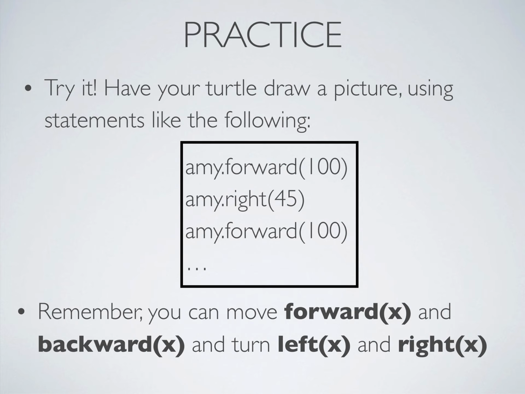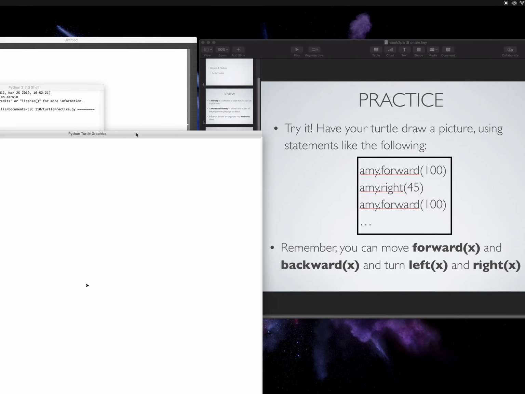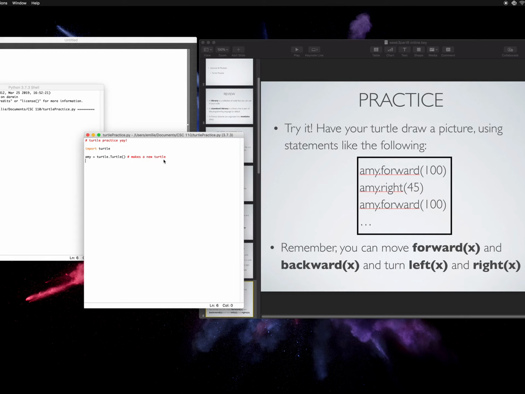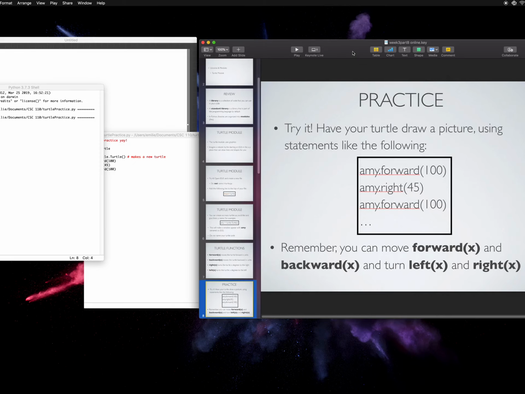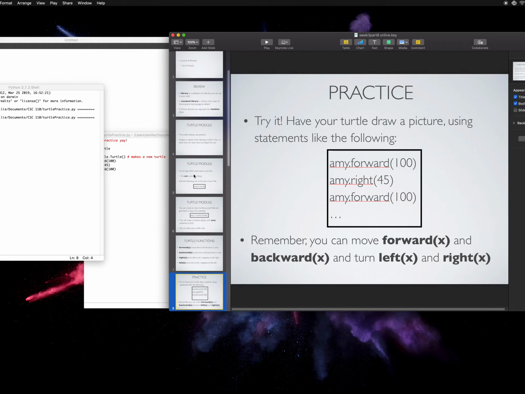So go ahead and have some fun with your turtle. Add a couple lines like that to your code. I'll do a couple as well. So Amy.forward 100. We'll go ahead and run it. And there goes your little turtle. The turtle went forward 100, and then it turned to the right by 40 degrees, then it went forward another 100. If you want, you can go ahead and pause the video and have some more fun moving your turtle forward, right, left, or backward.